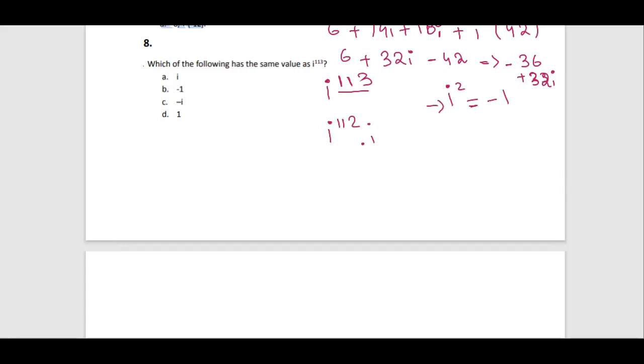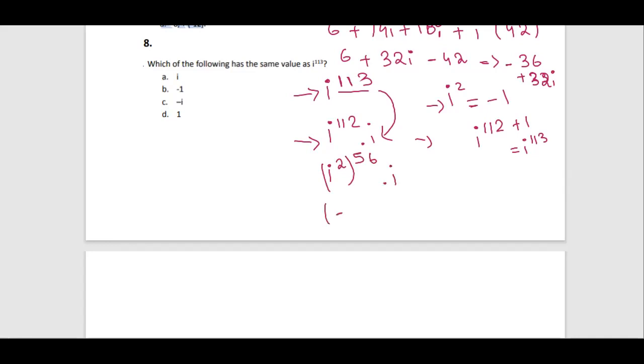I can write this i to the 113 as i to the 112 into i, because when bases are same, in this case the base is i, the powers are added. One power is 112 and the other power is 1. So this is going to be 113, right? It was just an explanation to tell you how I wrote this. Okay. So now we have i to the 112, and I can write it as i square to the 56 into i. Why am I doing it? You will just get to know.